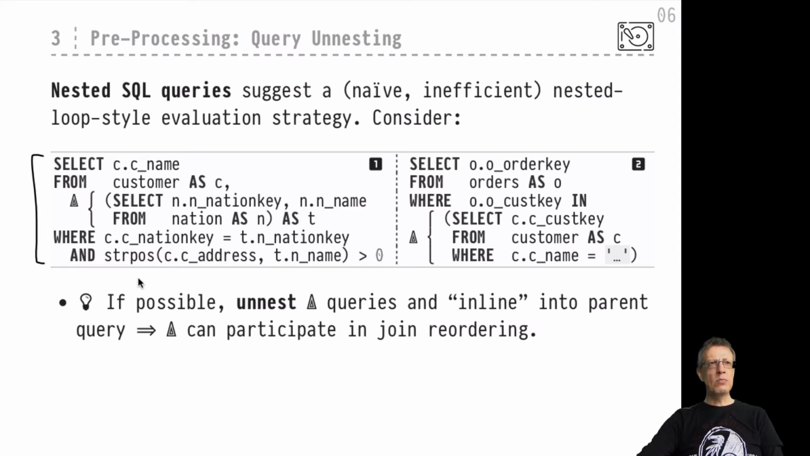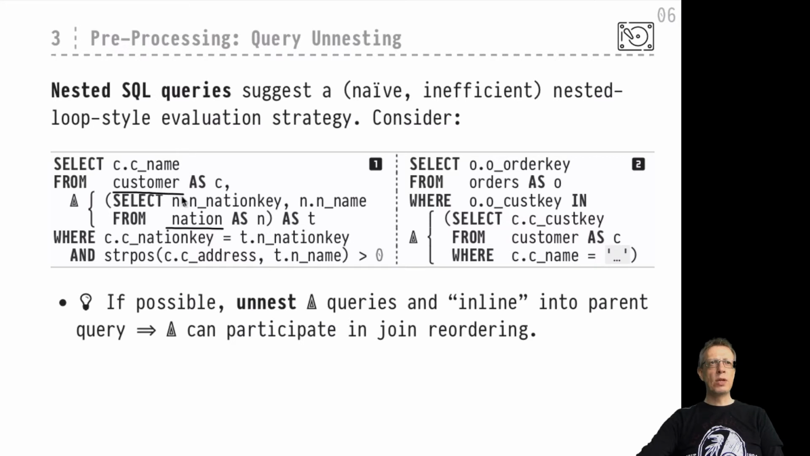So the system very early on tries to get rid of these parentheses and to lift the references to the nation table onto the same level as the references to this customer table. So we would ideally end up with a from clause that names the customer and the nation tables as base tables, and then of course adapts the rest of the query to reflect this syntactic change.